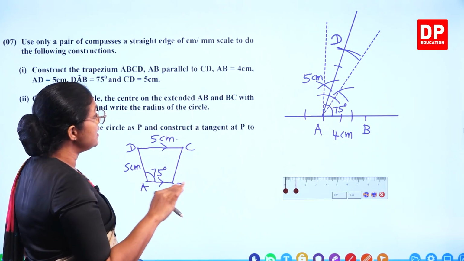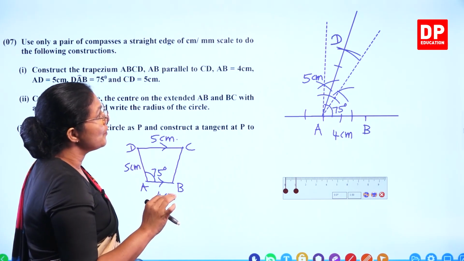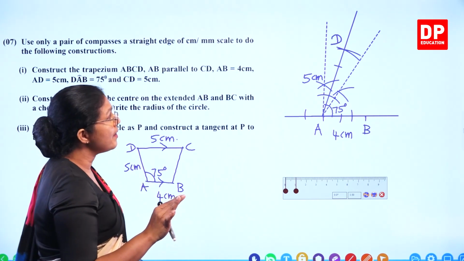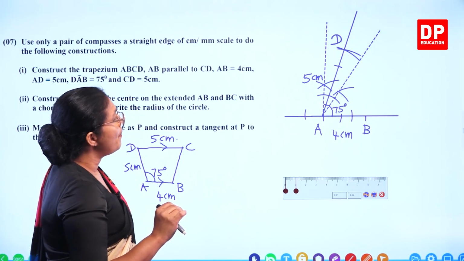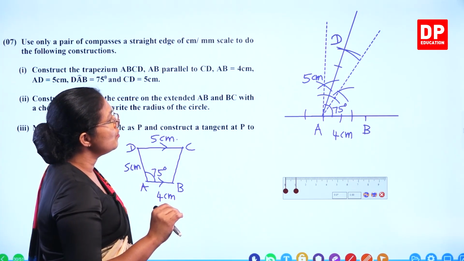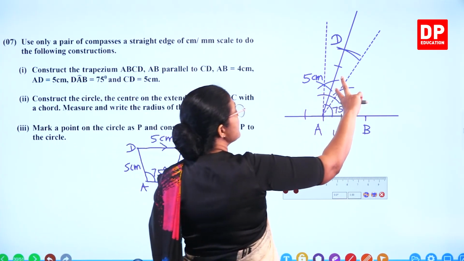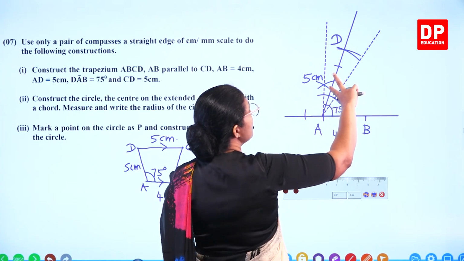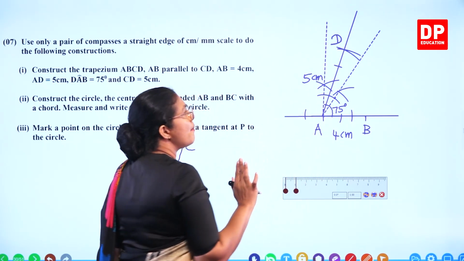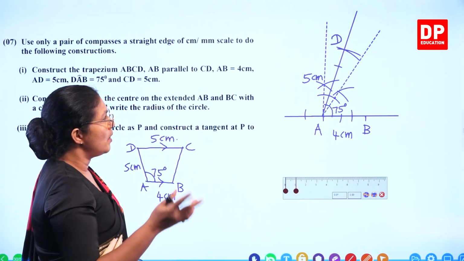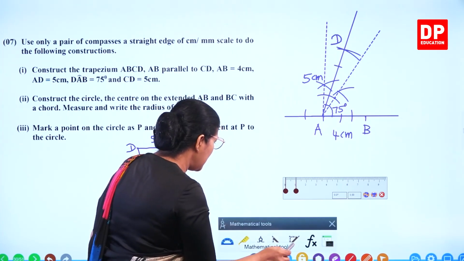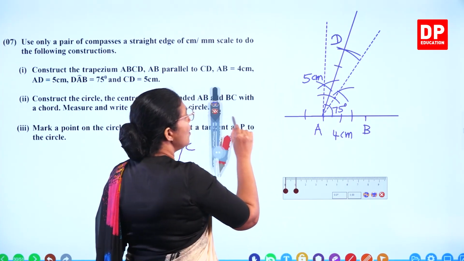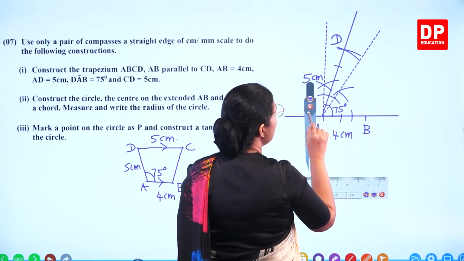Then the line DC is parallel to AB. So you need to now draw a parallel line. How are we going to draw a parallel line? You can either copy this 75-degree angle here, because alternate angles are equal, or use the parallelogram method. So let's use the parallelogram method to draw the parallel line.